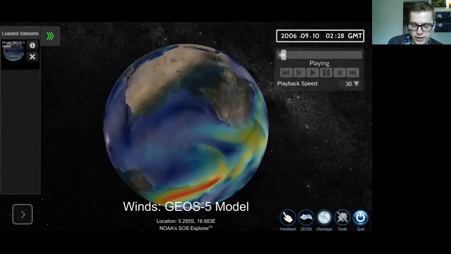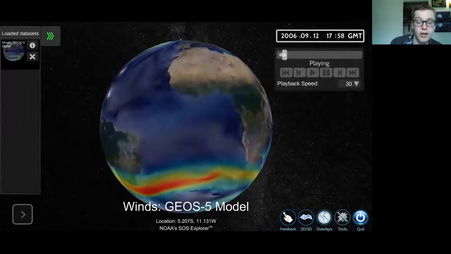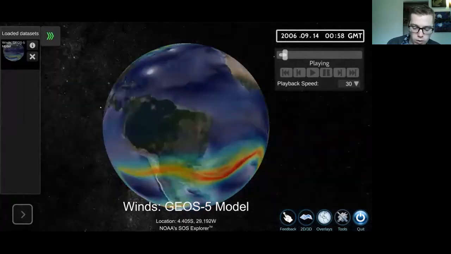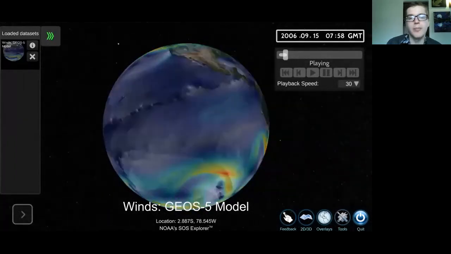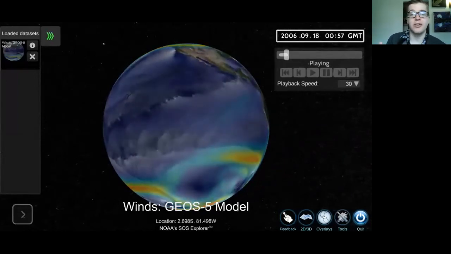And you're able to see that these are related to temperature too, the same way that the ocean currents are related to temperature. There's areas that are warmer and areas that are colder, and wind is basically the same as ocean currents, just in the atmosphere.